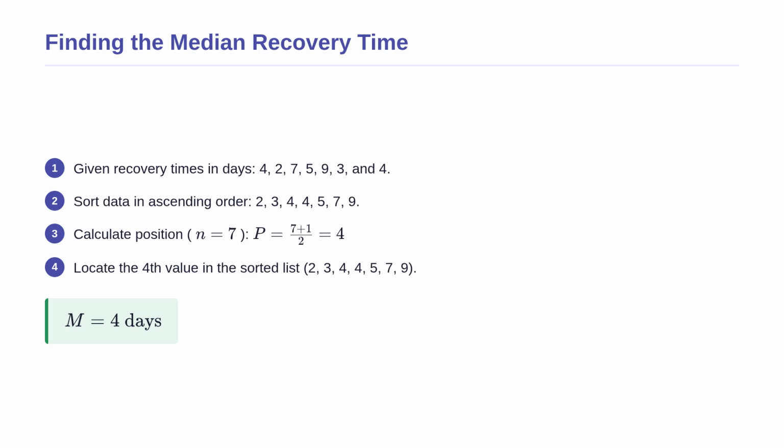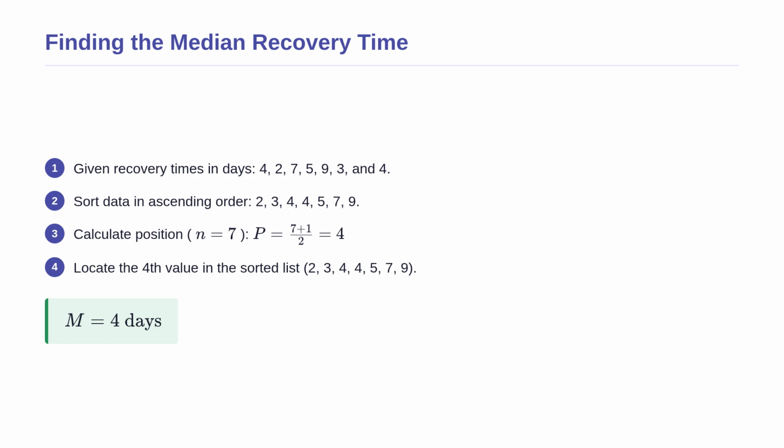Before we move on, let us see this positional formula in action. A researcher records the recovery times for 7 mice: 4, 2, 7, 5, 9, 3, and 4 days. We need to find the median recovery time to understand the typical experience, avoiding the skew from the mouse that took 9 days. The absolute golden rule here is that we must sort the data first.